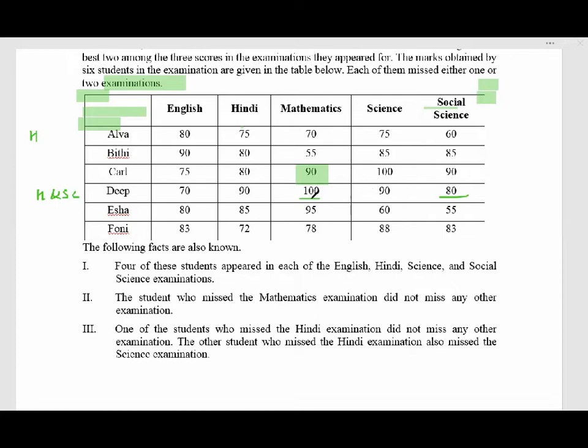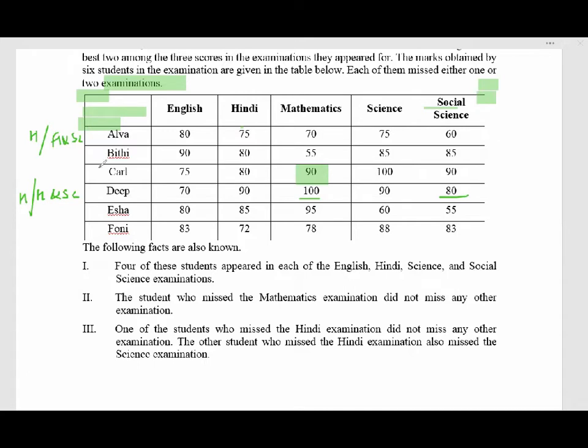And their average of 180, top two. But top three average is 90. Acha, no, that is also possible, na? He missed only Hindi and average of, okay, no, then both are the possibilities. This is Hindi, or Hindi and science. Is it Hindi and science or only Hindi for Deep?